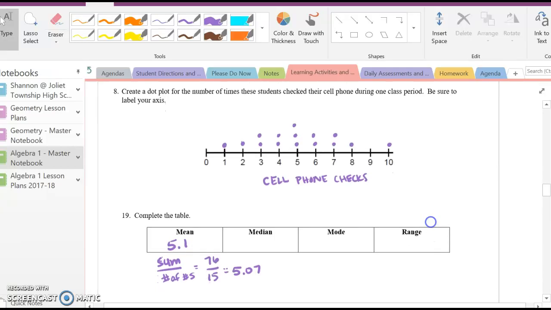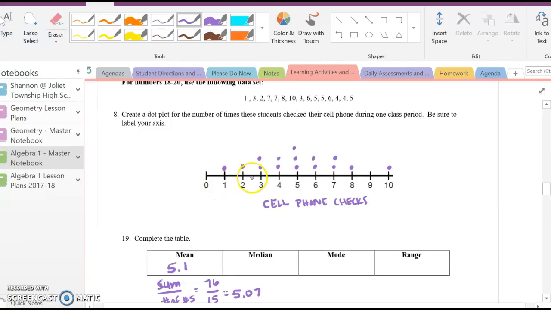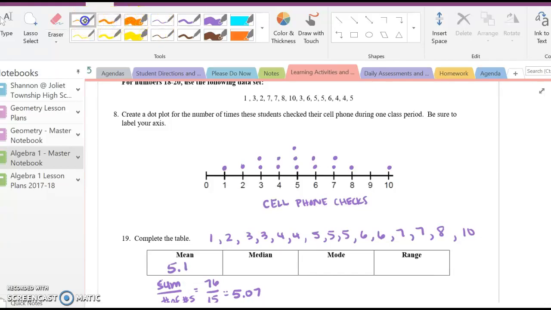The median, we need to order our data from least to greatest. The nice thing about the dot plot is it's already in order, so I have 1, 2, 2 3s, 2 4s, 3 5s, 2 6s, 2 7s, an 8, and a 10. The median is my middle number when I start crossing out the data. So if I work myself this way, there it is, the median is 5.